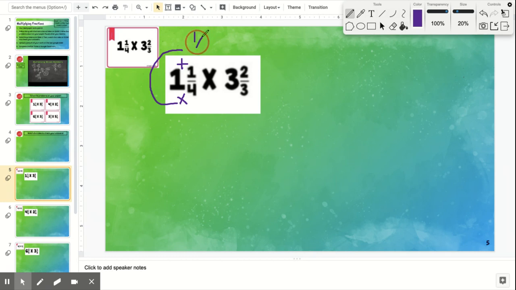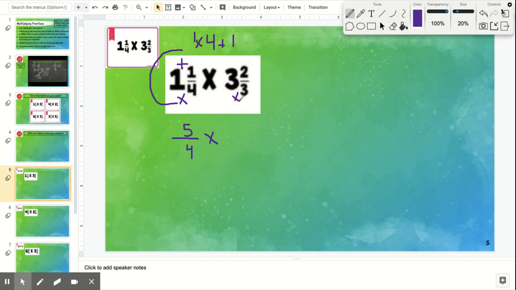So 1 times 4, and then plus 1 is the work you do to give you your numerator. So 1 times 4 is 4, plus 1 is 5, and then your denominator always stays the same. So 1 1/4 is the same as 5/4. It's just a different form. Moving on to our next mixed number is 3 2/3.